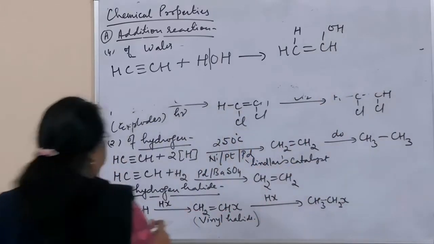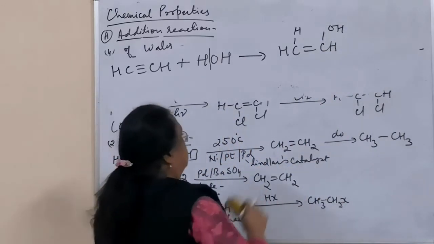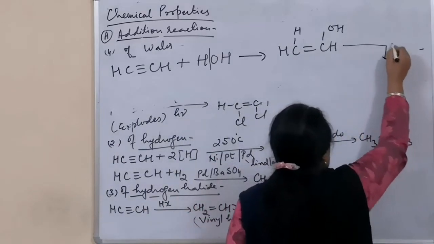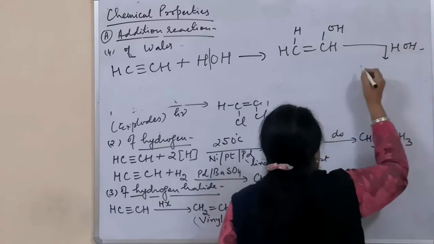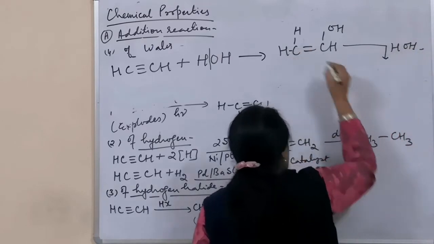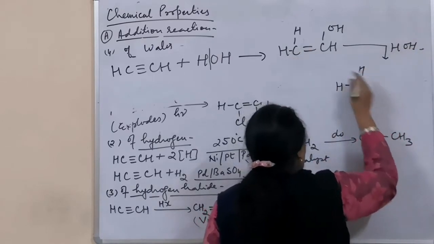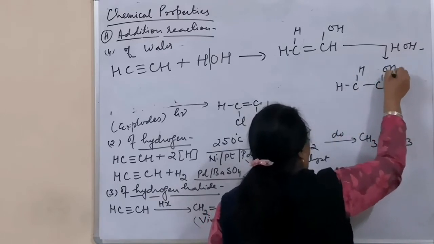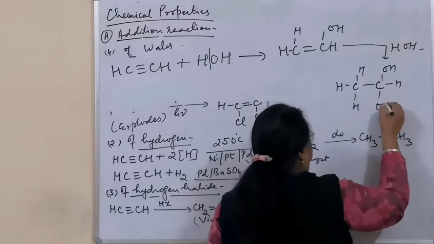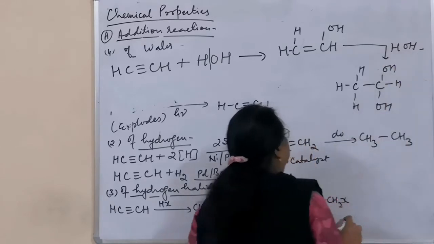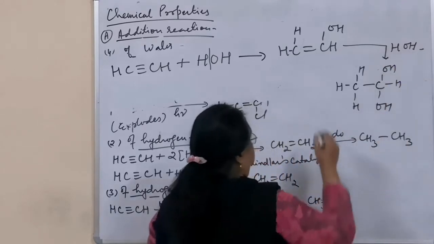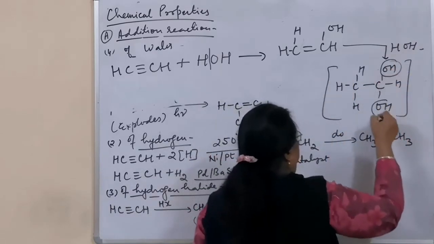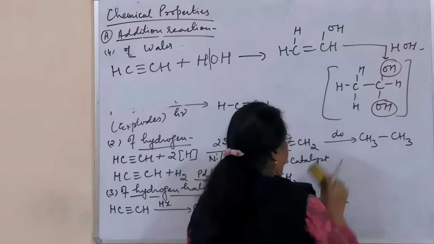Once more the reaction will be carried on because we still have a double bond, so it will combine once more with another molecule of water. This double bond now will turn into a single bond. One H will be added here, OH will be added from here. So this compound is formed, and I mentioned earlier that two hydroxyl groups on one carbon are not stable.